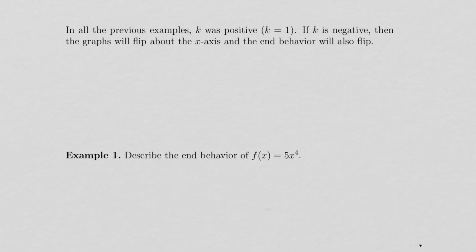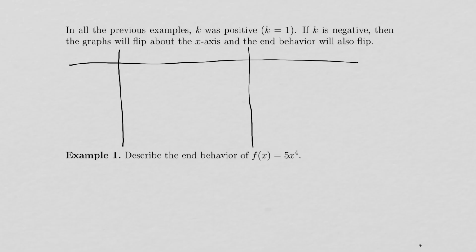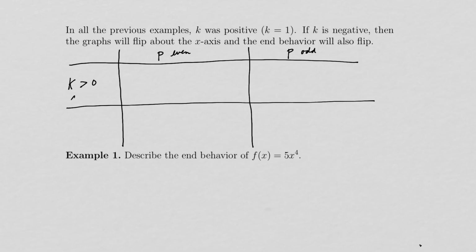So I'm going to have a chart where I have P, so if the exponent is even, and then if P is odd, and then I'll have the two possibilities for K as well. So K, remember that coefficient out front, let's say it's greater than 0, right? So it's positive. And then let me do the other possibility, if K is negative, less than 0.